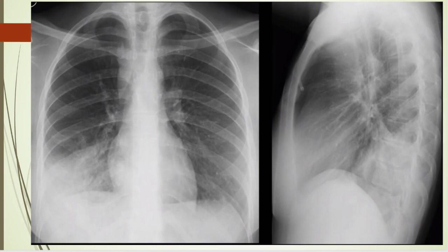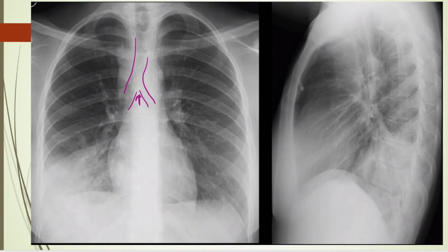So here's a twofer. You have two views of the same patient, and it looks like this is your PA and this is your lateral. So let's start off with airway. You can see the trachea coming down here, and here's a bifurcation. That's your carina. It looks fine.